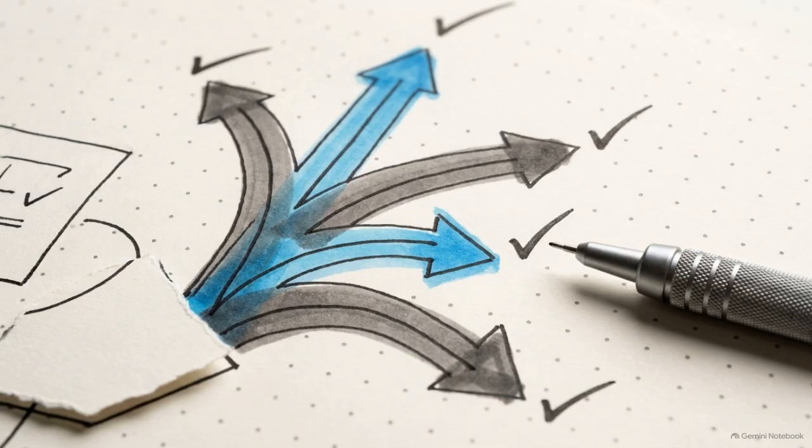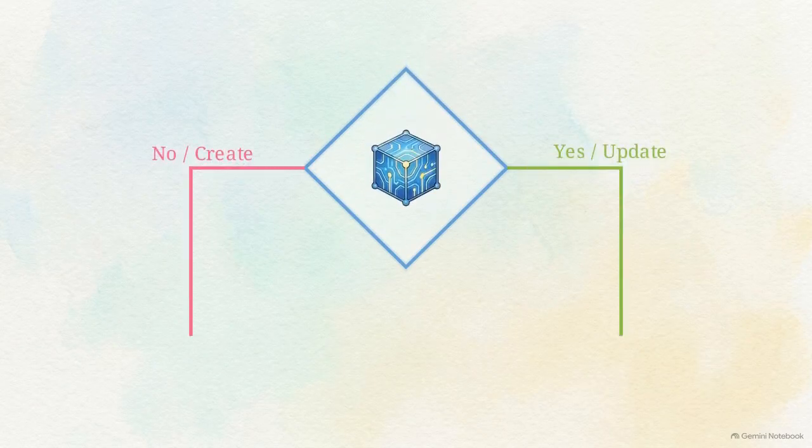This is where the flow evaluates data on the canvas to decide the next step. This decision node asks, does this phone number exist? If yes, it updates the record. If no, it creates one.